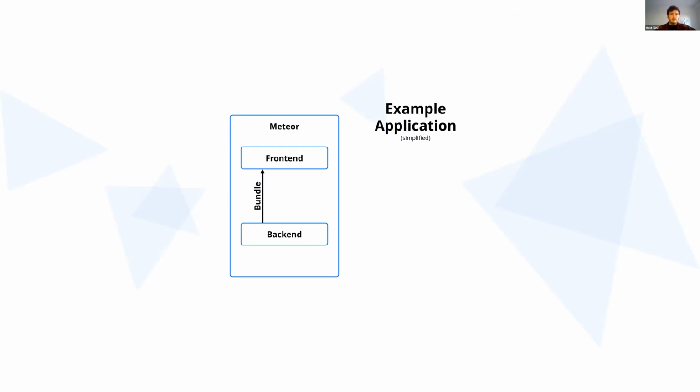Then once we load the application, we have to somehow communicate with the server. In Meteor, we are using DDP. So we are using this protocol over WebSockets to communicate both ways. So the clients can, for example, execute methods.